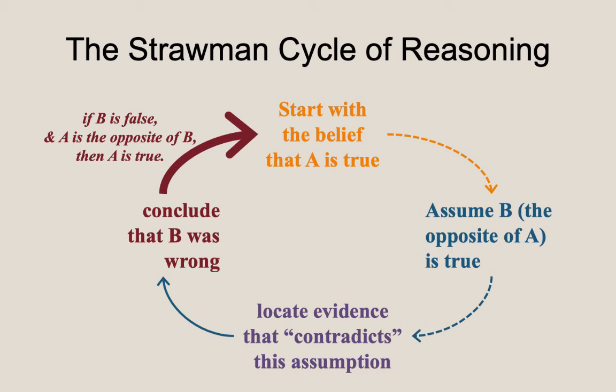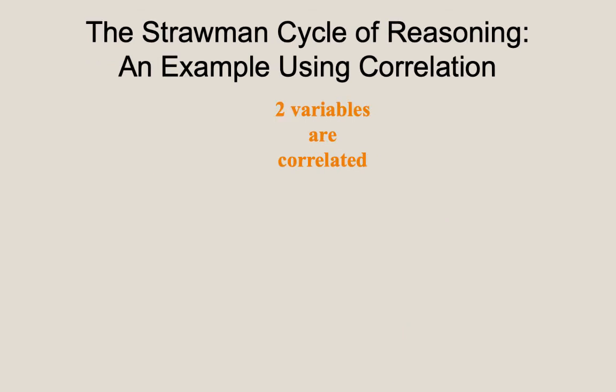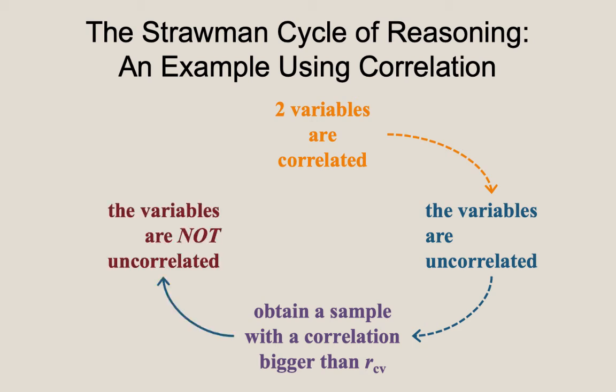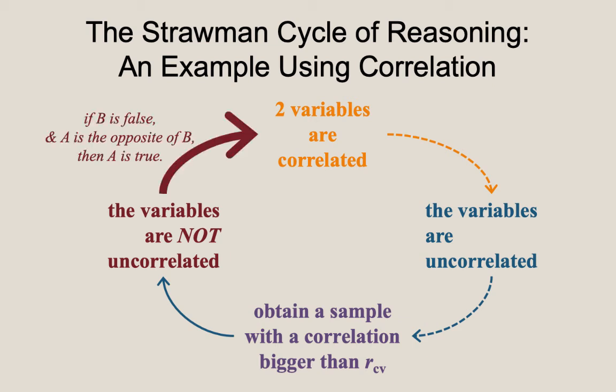Let's walk this through with a quick example. If our claim, statement A, is that two variables are correlated, then the opposite claim would be that the variables are uncorrelated, statement B. If we obtain a sample with a correlation bigger than the critical value, then we have found evidence that contradicts the claim that the variables are uncorrelated. And if the variables are not uncorrelated, then this means the variables are correlated. We will revisit this example again shortly to add mathematical notation to it.